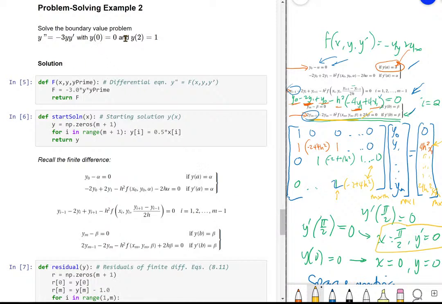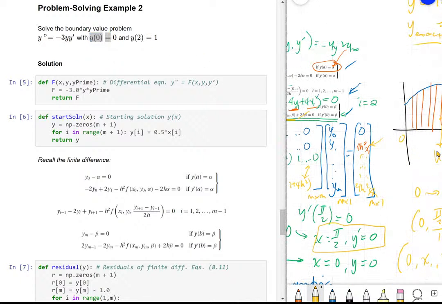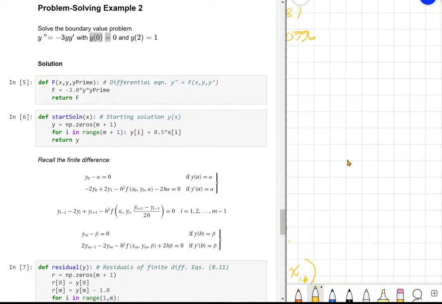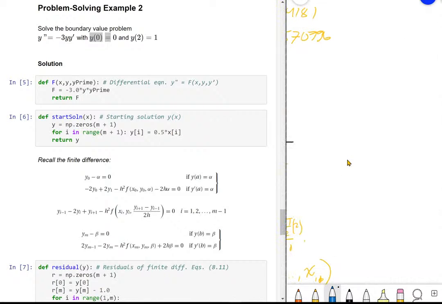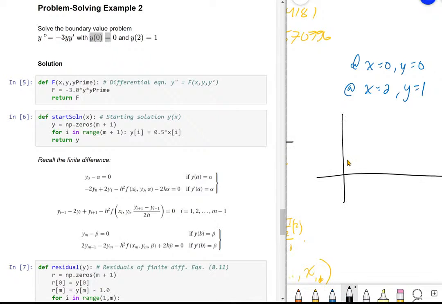So you have the boundary, no? So y of 0 and y of 2 equals 1. We go very simple. At x equal to 0, y is equal to 0, and at x equal to 2, y is equal to 1. So those are the boundaries, and you can draw that one. At x equal to 0, y is equal to 0. So I made a mistake: 0, and then at 2, 1. So assuming the curve looks like this.